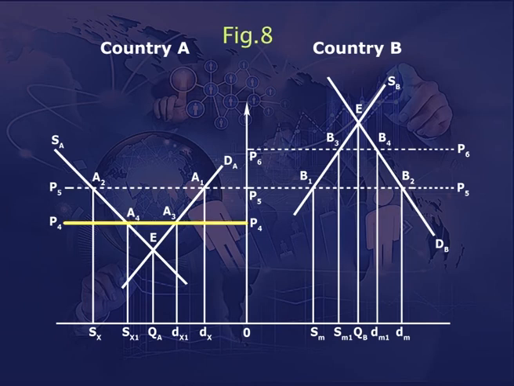This occurs when the price P4 cuts the DA and SA curves of country A at A3 and A4 points respectively. Country A produces OSX1, consumes ODX1 and exports DX1 minus SX1. On the other side, in country B, the price line is P6, which cuts its SB and DB curves at B3 and B4 points respectively. Country B produces OSM1, imports SM1 minus DM1, which is just equal to DX1 minus SX1, and consumes ODM1.